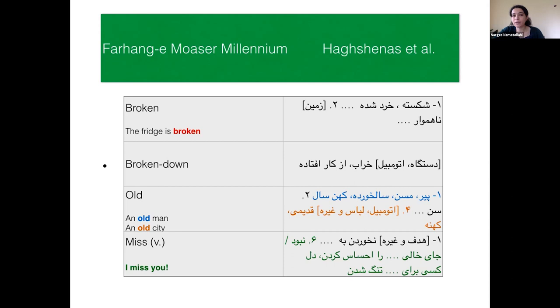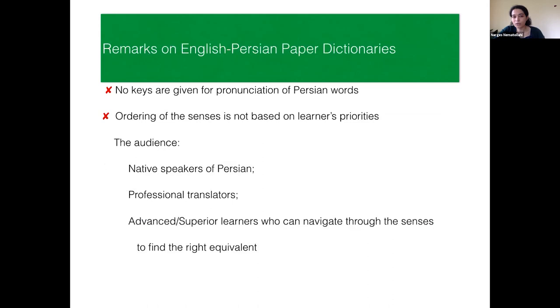But something which is missing in both dictionaries is that there are no keys for pronunciation of the Persian words. And the Persian script, just like Arabic, doesn't show the short vowels. So the pronunciation of new words is unpredictable unless you have the vowels. In these dictionaries, they don't even show the diacritic signs. The diacritic signs can help for finding the correct pronunciation, but they don't even give the vowels. So there are no keys for pronunciation in these two dictionaries.